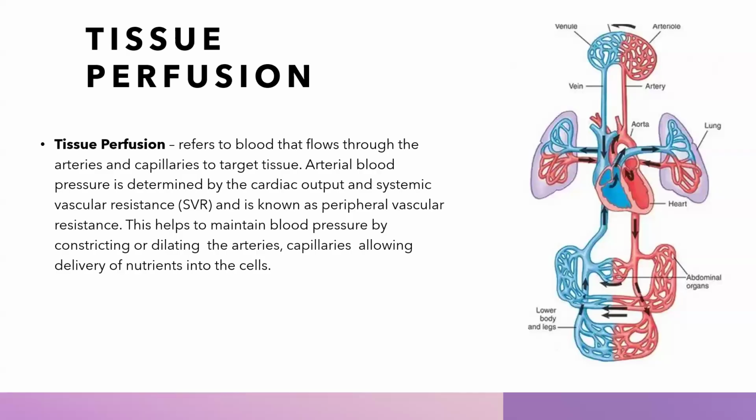But then that puts a load on the heart, and constricting or dilating the arteries and capillaries means we don't get as much nutrition and nutrients and oxygen to our cells and to our end organs. So tissue perfusion refers to that end product. It means that our blood is making it into our tissues. It's making it to our fingers and our toes, our liver, our kidneys. It's making it to the skin so that we can get nutrients and oxygen into those areas.